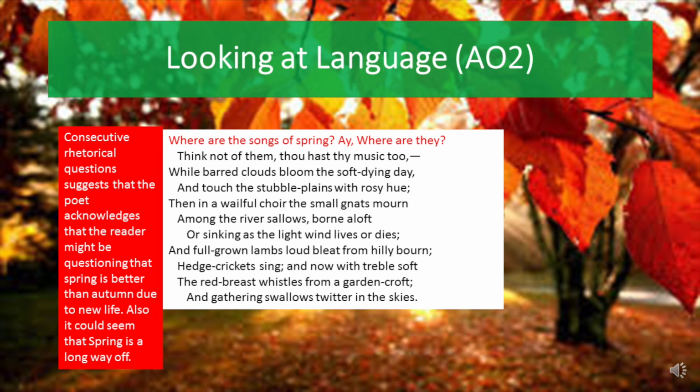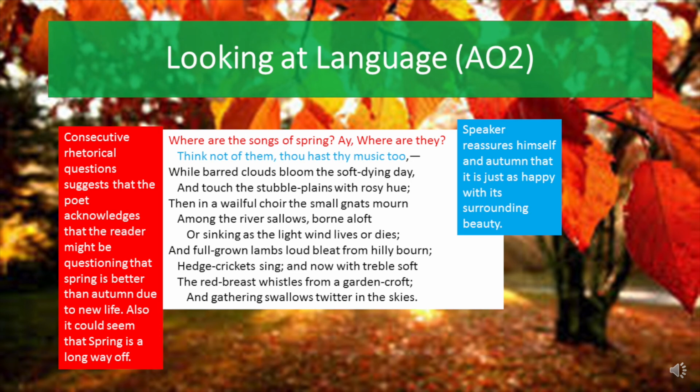reader might be questioning that spring is better than autumn, due to the fact that spring is about new life, isn't it? We associate new life. It could also seem that spring is a long way off as well. So he's kind of saying, you know, where are the songs of spring? Oh, where are they? You know, this is coming to an end now. Autumn's coming to an end. We need spring to happen again. Again, you can take that any way that you want to, but he's just questioning, I think, and he's just getting the reader to think about the idea of autumn and, you know, do we long for spring now that autumn's coming to an end?